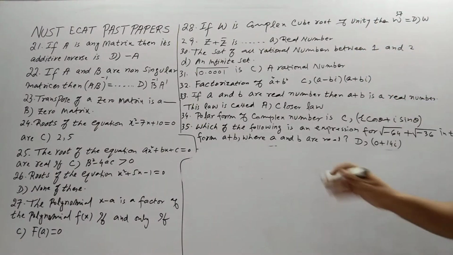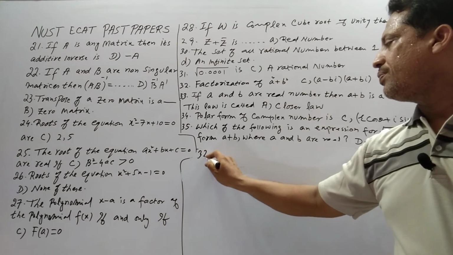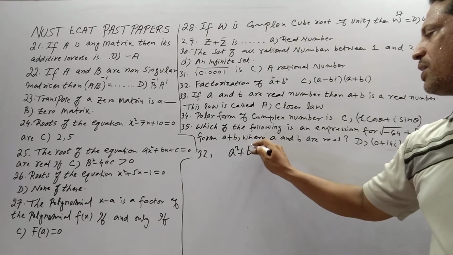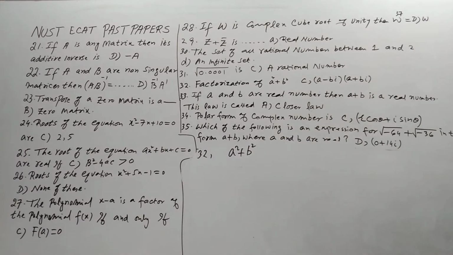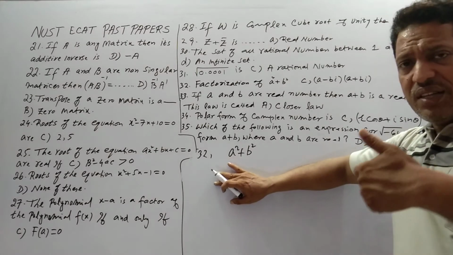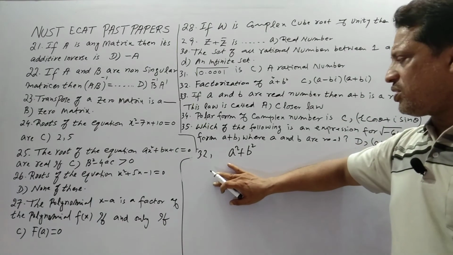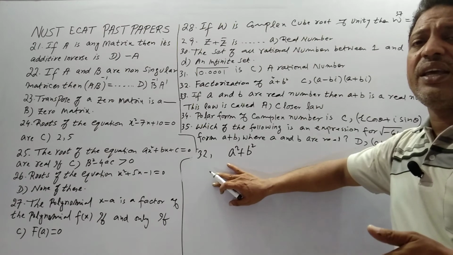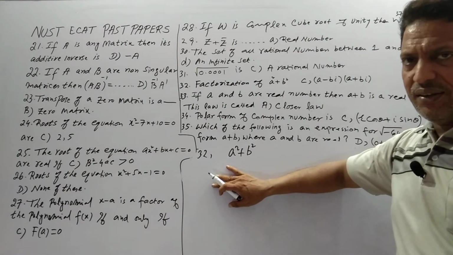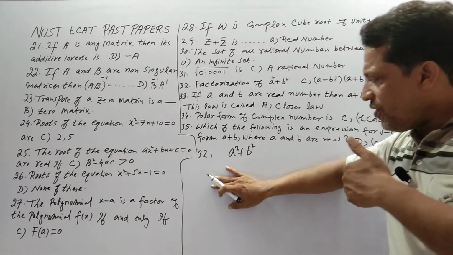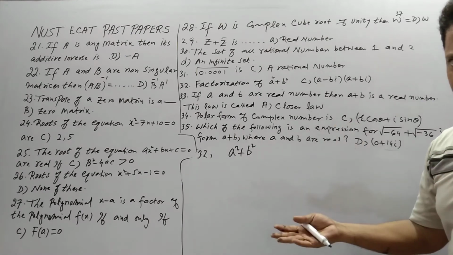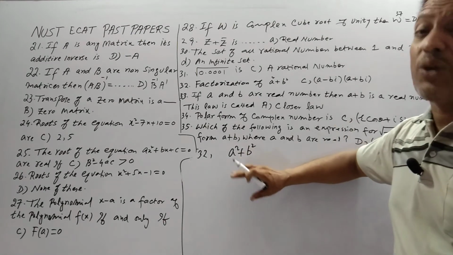C, part number 32. Factorization of a square plus b square is what? This is very easy. Whenever you see some polynomials or some numbers which cannot be factorized directly with the help of a formula, what we have to do is make it factorizable so that the factorization is possible.